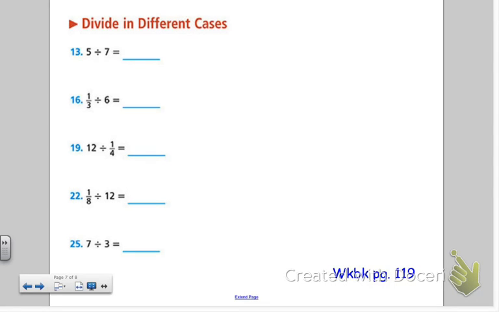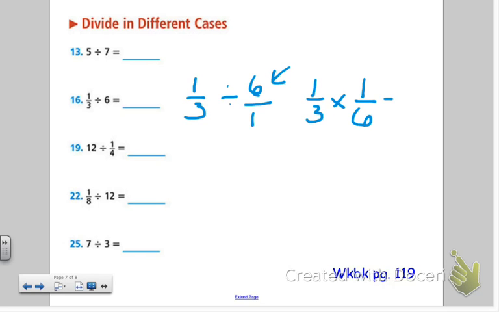Okay, the next one is 1/3 divided by 6. So here we have 1/3 divided by 6 over 1. I'm going to take my second fraction and I'm going to flip it. So now it's 1/3 times 1/6. And that will give me 1/18. And I forgot I accidentally erased that. That was 5/7.